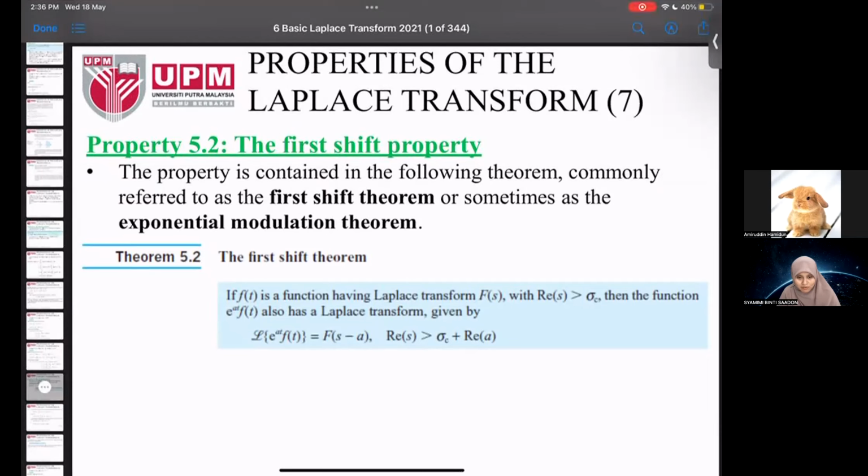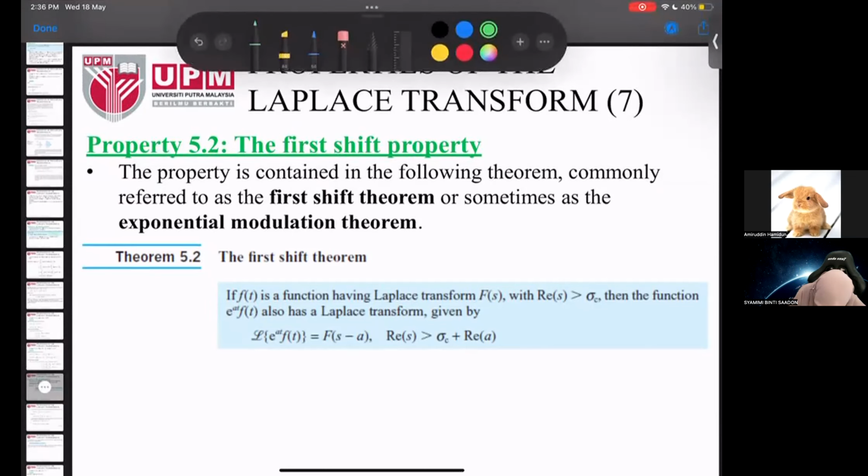So then the function exponential ATFT also has a Laplace transform given by, okay, so kalau kita ada function macam ni, for example, the function is something like this. Katalah kita ada exponential 2t, lepas tu function ni adalah, saya letak je lah 5t. Okay, kita ada function macam ni. So maknanya macam mana kita nak transform this type of function, kita boleh just transform dia, jadikan dia dalam bentuk s minus 2. A ni 2 ni kan. So kita just buat macam ni je. Okay, so kita just shift.